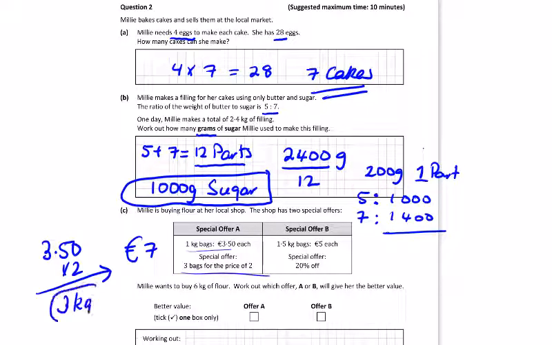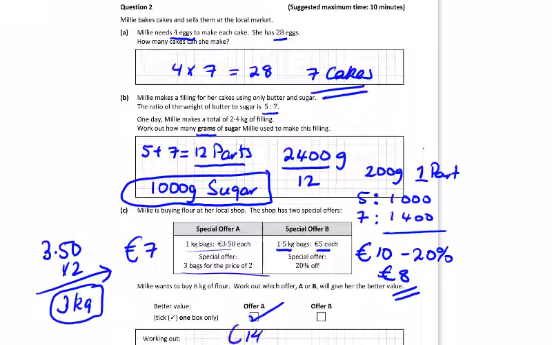3 kilos for €7. On the other side, she's got 1.5 kilo bags or a fiver each. So to get 3 kilos, she's going to have €10 minus 20%, which is 10% of €10 is €1. So €2, that'd be €8 for 3 kilos. So that's more expensive. She wants to buy 6 kilos. A is better value there, and you can see the workings out to the side. It's going to cost her €14. This will cost her €16. So definitely A is better here.